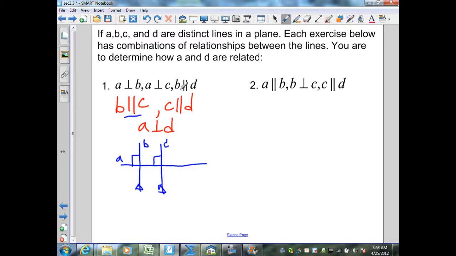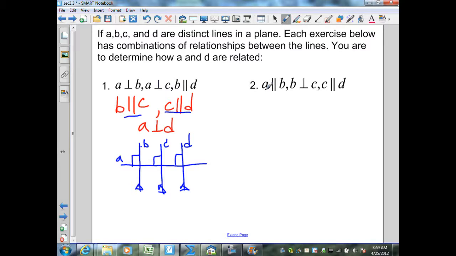I also have that B is parallel to D. Then I know that all three lines are parallel. And if that's true, then I know that this must be a right angle, because if two lines are parallel, then corresponding angles are congruent. So this is a right angle. Then I know that D intersects with A and forms a right angle, and that is the definition of perpendicular lines. Therefore, A must be perpendicular to D.